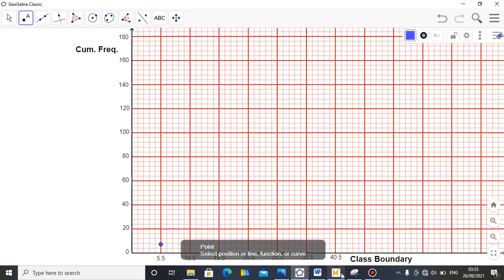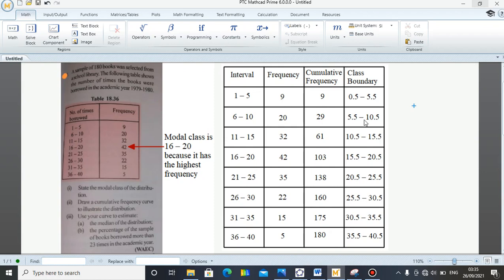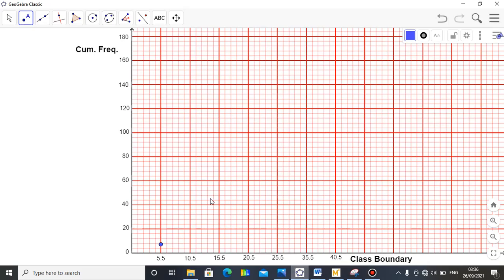Then let's go to the table. The next is 29 to 10.5, that's from 5.5 to 10.5. So I have 29 to 10.5, and I will mark it on that place. If this is 20, we are going to have 25, 30, so 29 should be somewhere here. So you mark this place, take note of that.